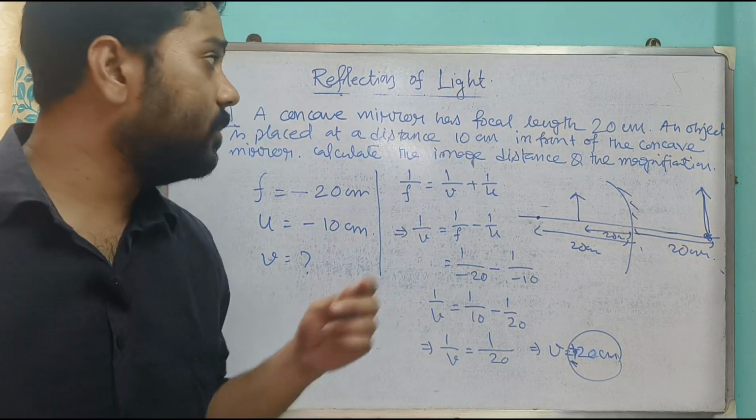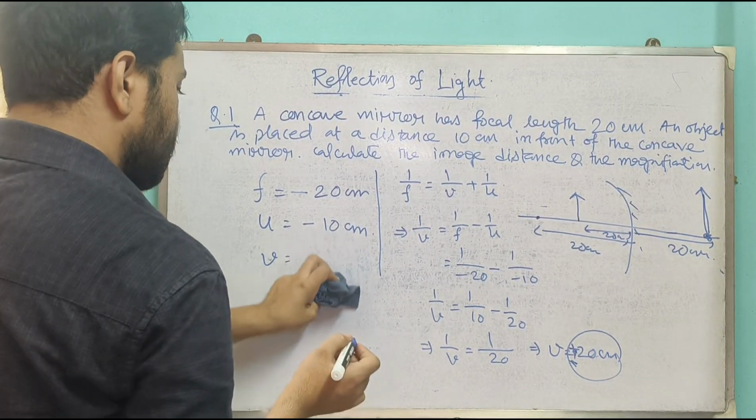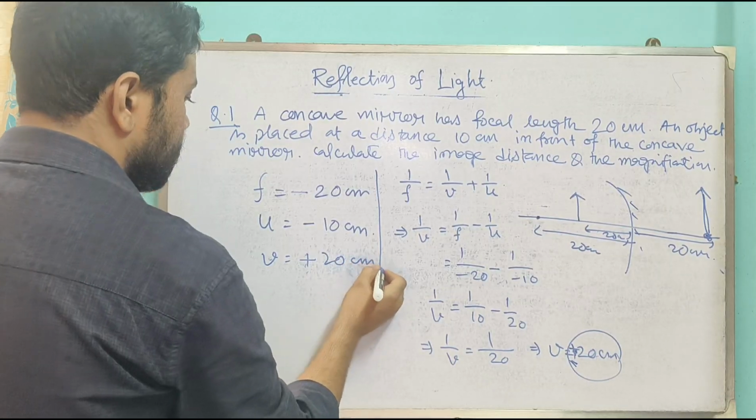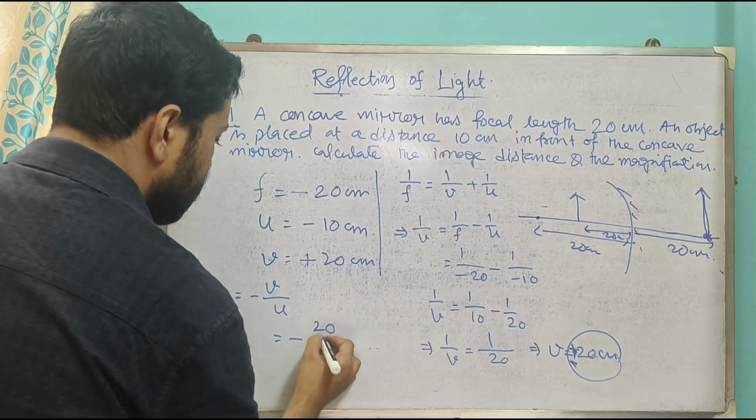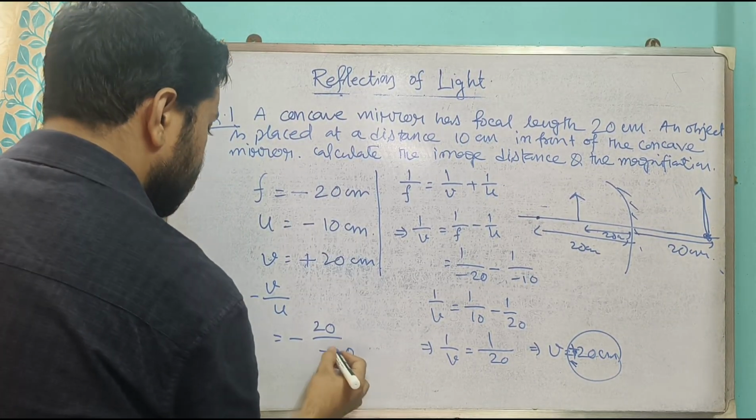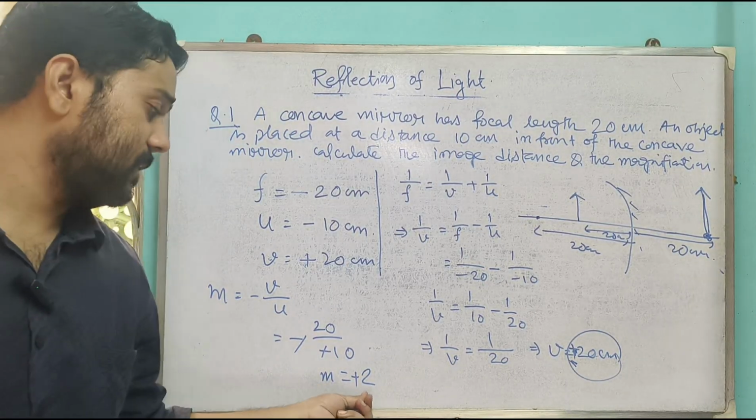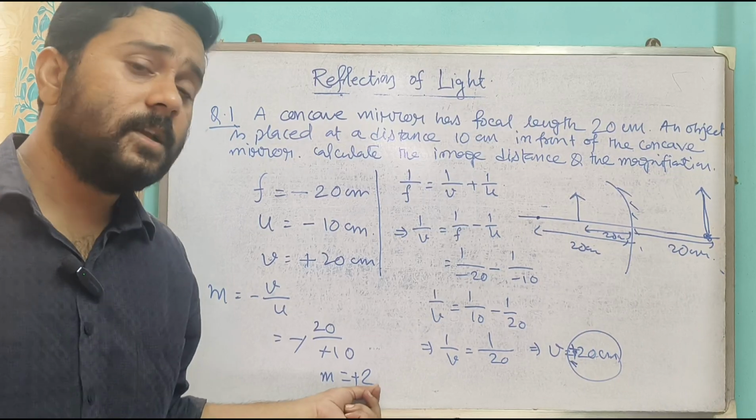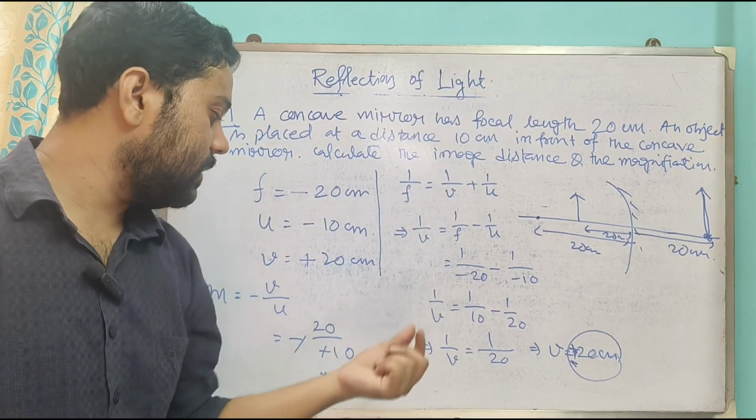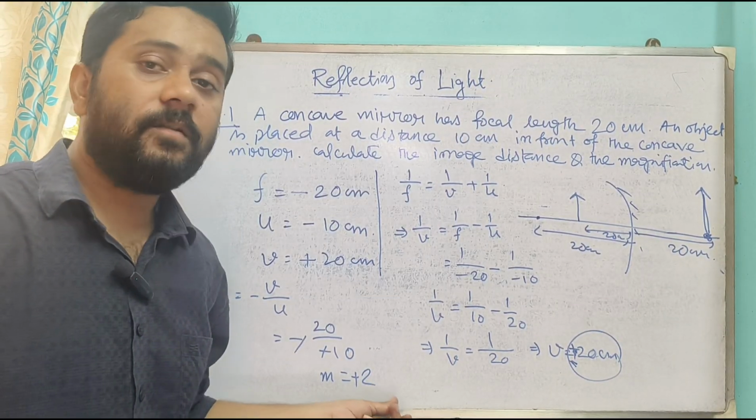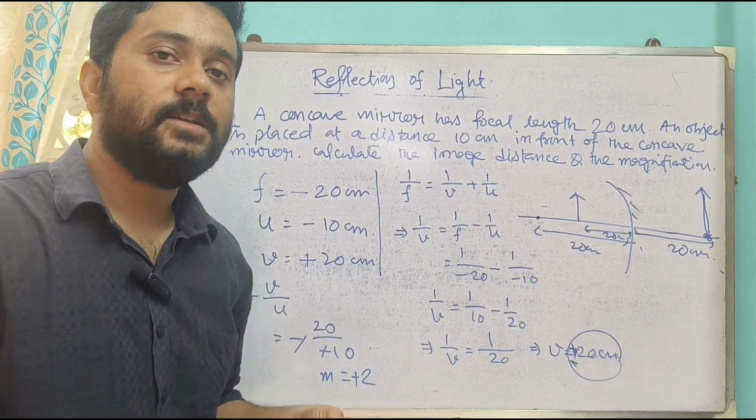And now if it asks for the magnification, here we got the v value, plus 20 centimeter, and we know the formula magnification equals minus v by u, so minus of 20 divided by minus of 10. Minus minus is eliminated, so the magnification value is 2, and plus means it is virtual, already we have studied it. And 2 means the image size will be 2 times the object size, so we will get an enlarged, magnified image, 2 times the object size.